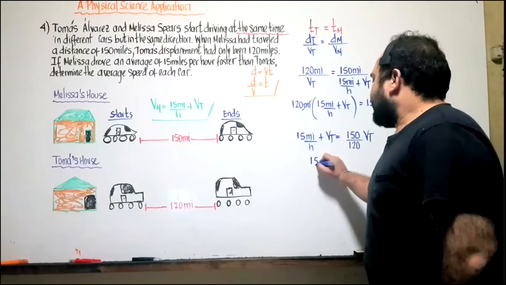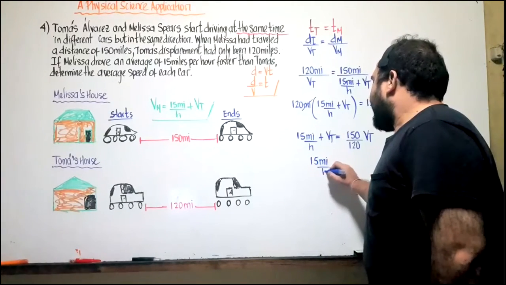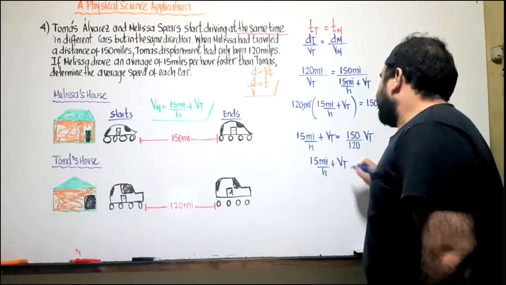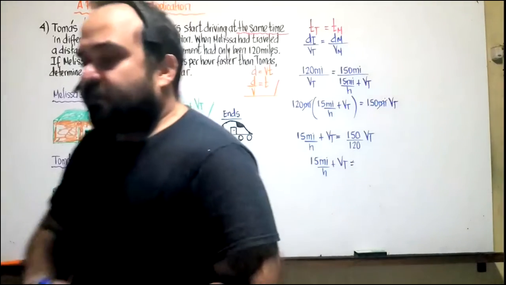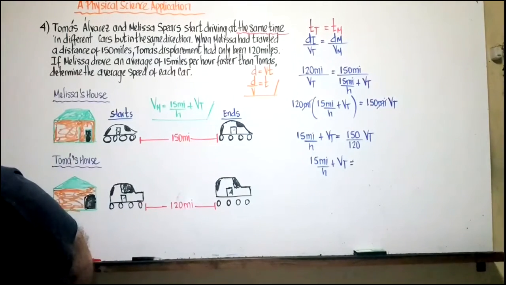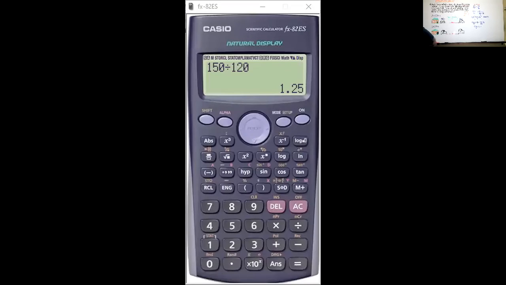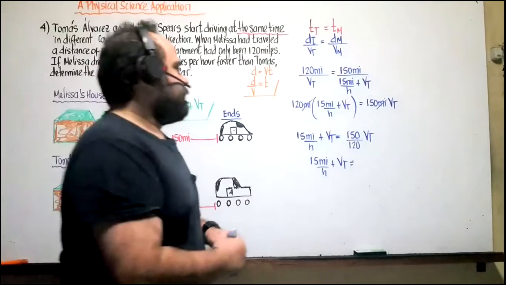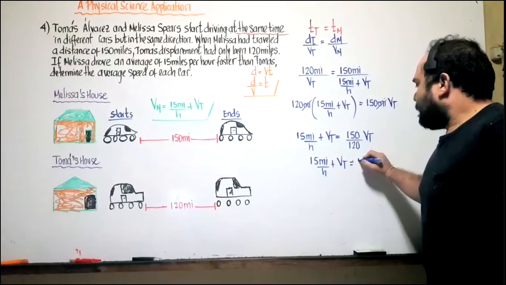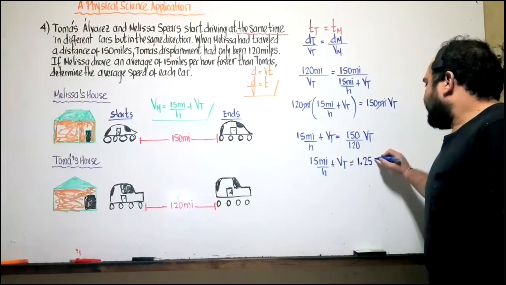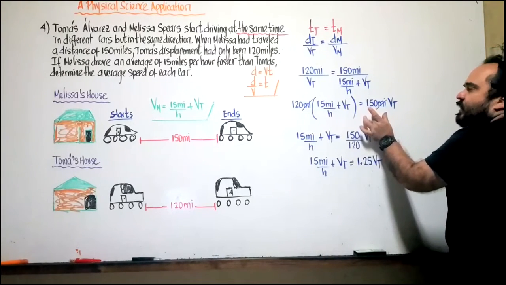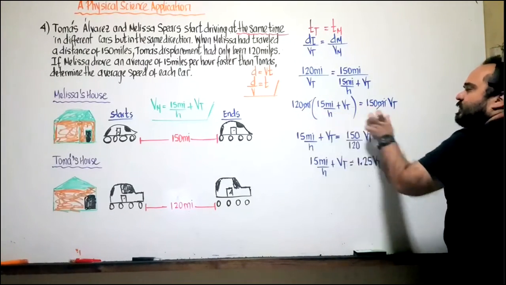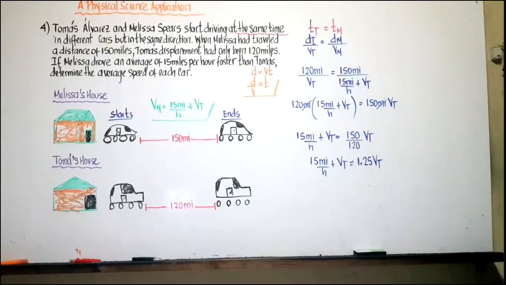So 15 miles per hour plus the speed of Thomas will be equal, once again, remember, to 1.25 units. 1.25 what? Velocity of Thomas. Remember, at the moment we divide 150 miles by 120 miles, we can cancel the units and we can reduce this number.